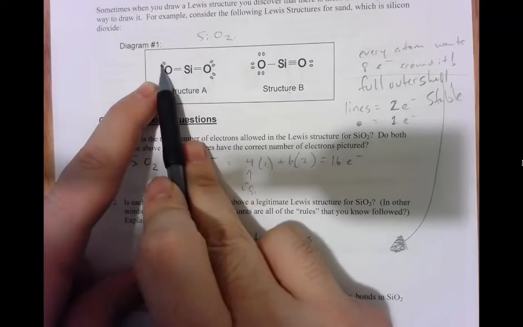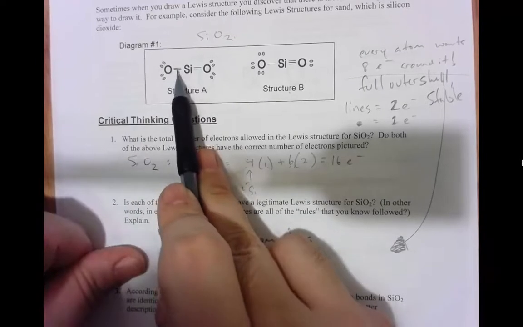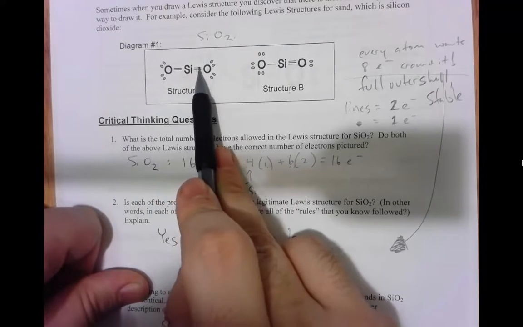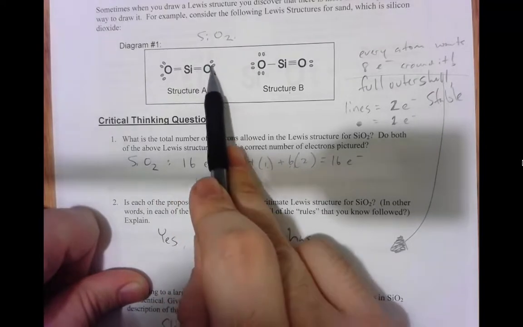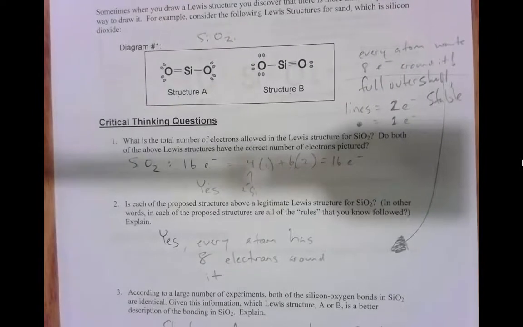We count it up. 1, 2, 3, 4, 5, 6, 7, 8. Good. We check silicon. 1, 2, 3, 4, 5, 6, 7, 8. So we're good. Now we check oxygen. 1, 2, 3, 4, 5, 6, 7, 8. We're good. So structure A has 8 around every atom.